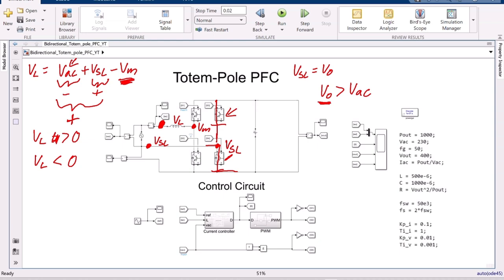I know this became a little bit messy on the end here, but I hope it made sense. So the simulation model is in the description if you want to have a look at that.